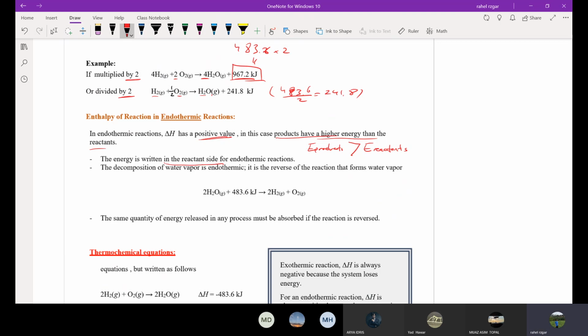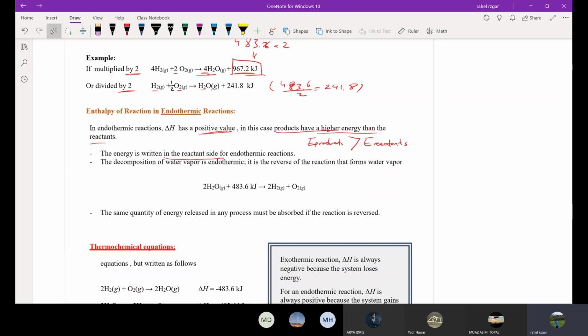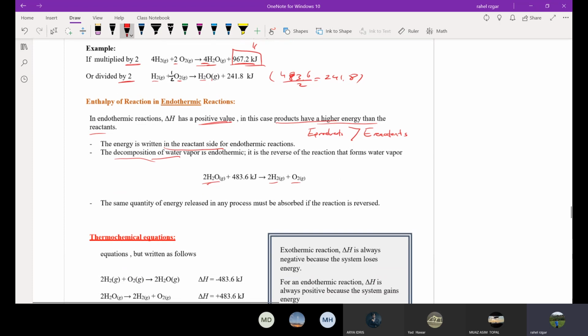For example, formation of water, as you can see on top, on the upper side, formation of H2O is exothermic. But the exact opposite of this reaction, which is decomposition of water. So the water is decomposing to become hydrogen and oxygen again.